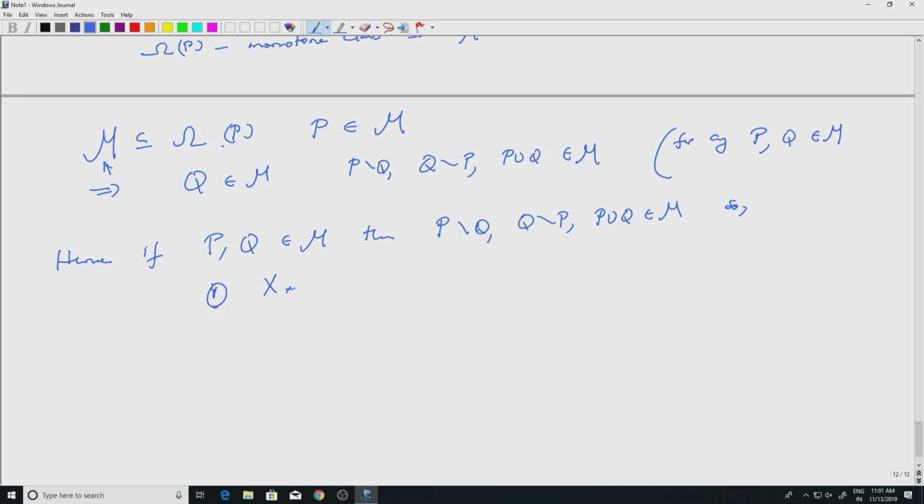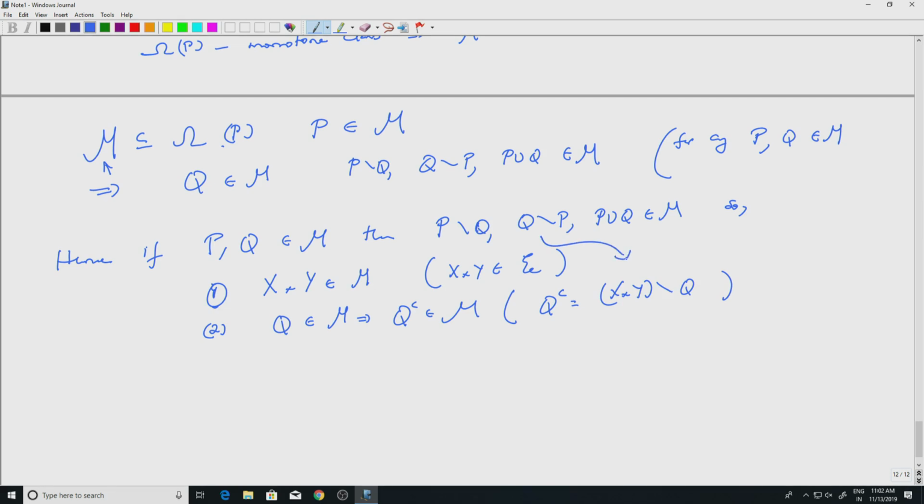is x cross y is in M, because x cross y is an elementary set. X cross y belongs to script E, it is an elementary set, it is a measurable rectangle, so whole space. Second, q in M implies q complement in M. Why is that? Q in M implies, so q complement is x cross y minus q, and we have this property.